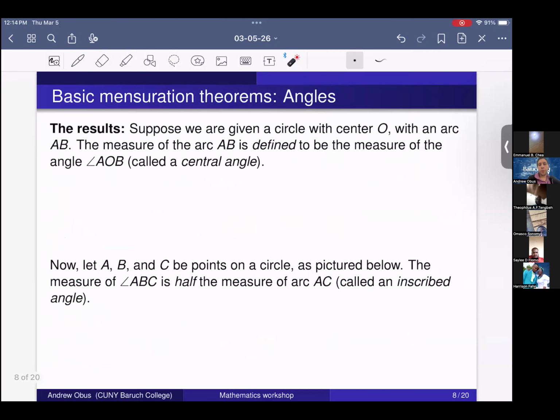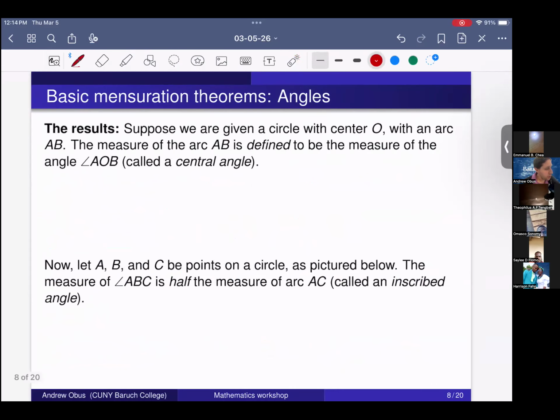So the other basic mensuration theorem is angles. Suppose we're given a circle with center O and an arc AB. So I'm going to draw this picture. We have a circle over here, and the center of my circle is O. And then I'm going to take 2 points on the circumference of the circle. So this point is going to be A, and this point is going to be B.